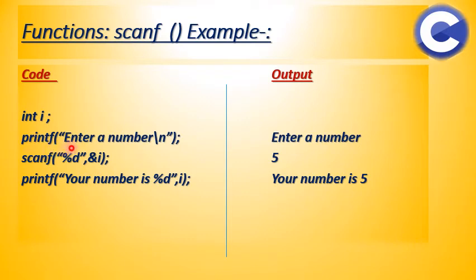Then printf("enter a number \n"). Inside your parentheses, inside your double quotes, whatever you write will be printed on the screen. Here I wrote enter a number, then \n. So \n is the escape sequence character. You know about this, I have explained it in my previous video. What this \n does is move the cursor to the next line. So in the output, you see, enter a number, then your cursor has automatically reached the next line.